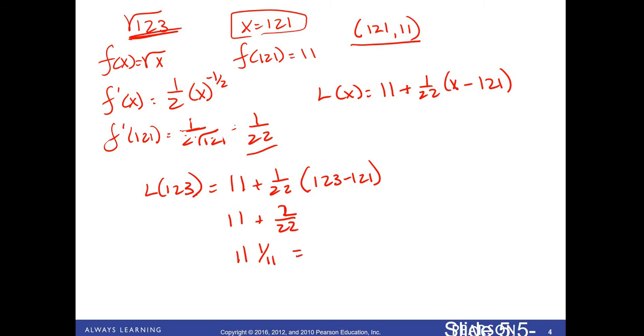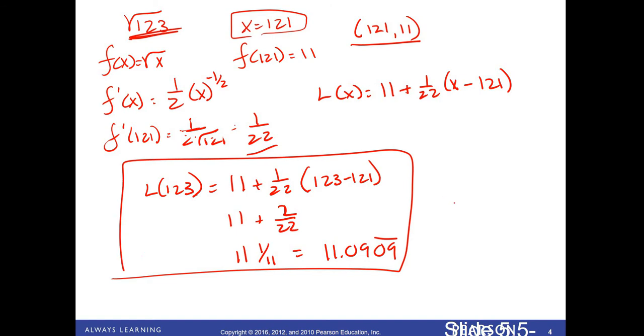And again, using a calculator, or if you know that 1/11 is 0.0909 repeating, I can find that value pretty quickly with a linearization, whereas without a calculator, the square root of 123 would need to be put into my... I can't do that without a calculator, and that is approximately 11.0905. So you can see again how close we get using this linear approximation.